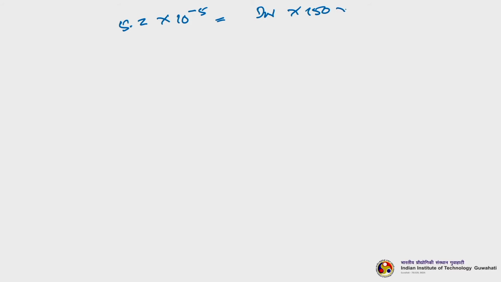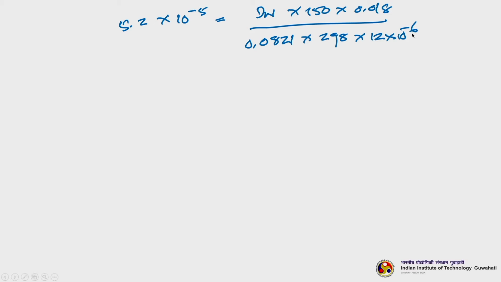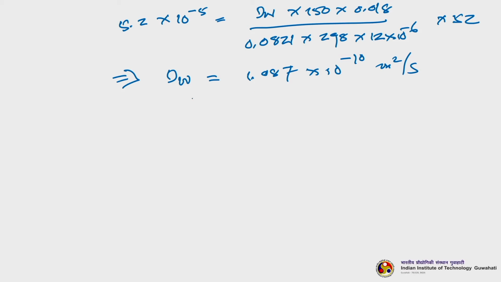into 150 into 0.018, then divided by 0.0821 into 298 into Lm, which is 12 into 10 power of minus 6. We have converted everything into meters, okay, into 52, which is delta P minus delta pi, the true driving force. So, from here we will calculate dW, the water diffusivity, which equals 0.087 into 10 power of minus 10 meter square per second. So, this is your water diffusivity.